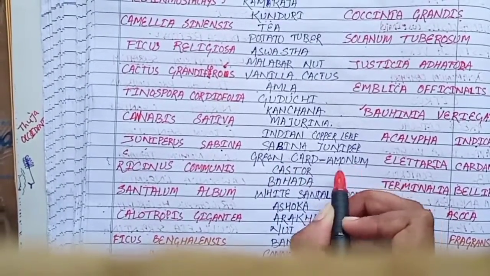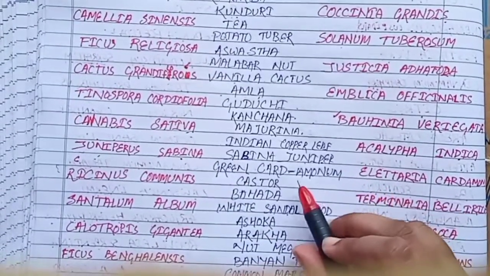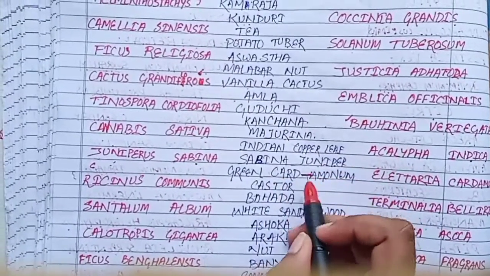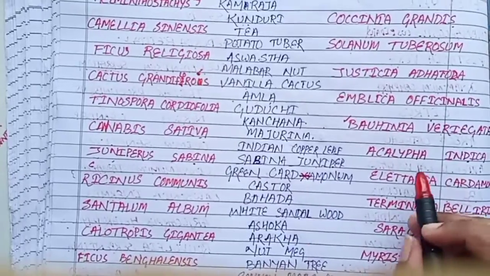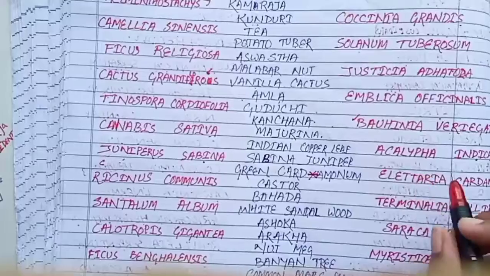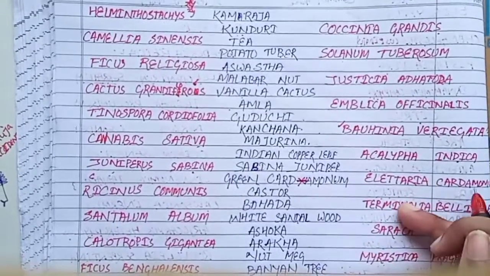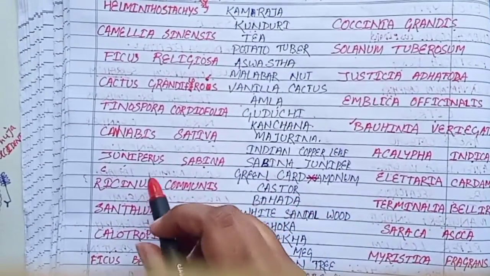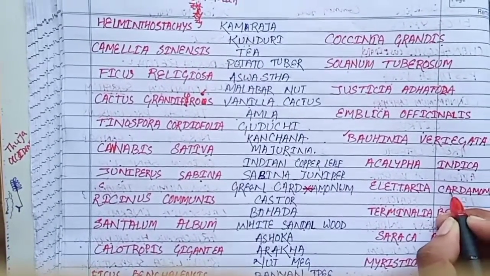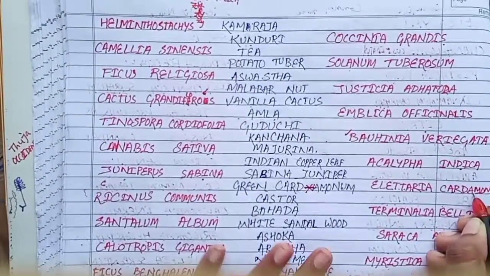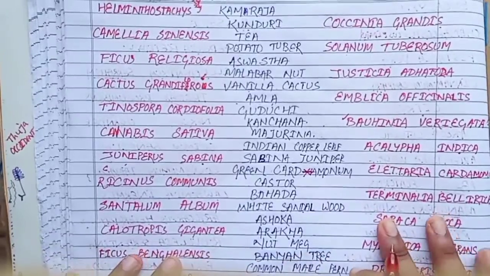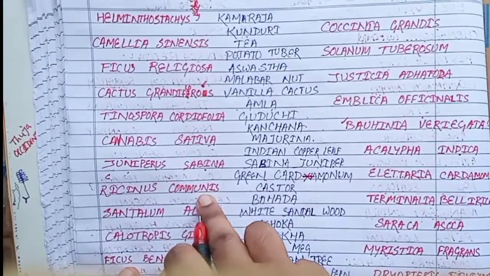Green cardamom. These things are written consecutively, but I left some space. This is not present, so the spelling will be green cardamom, that is Elettaria cardamomum. Then castor, whose scientific name is Ricinus communis.